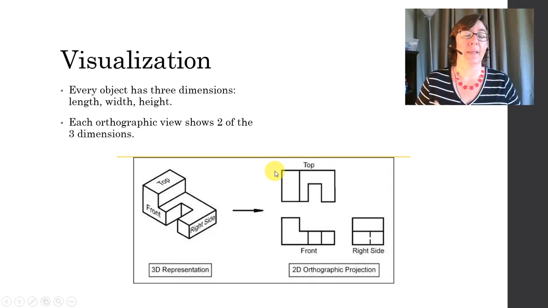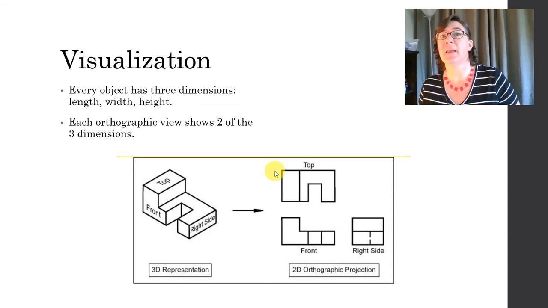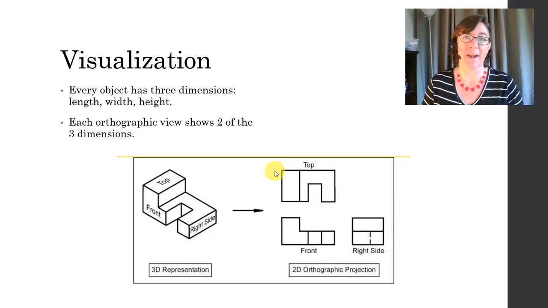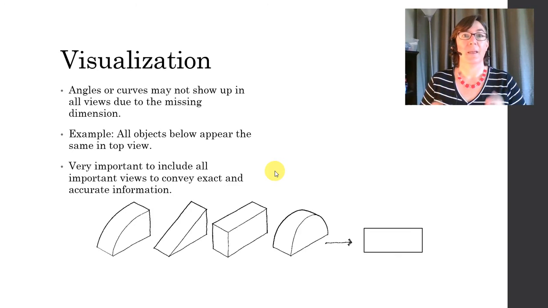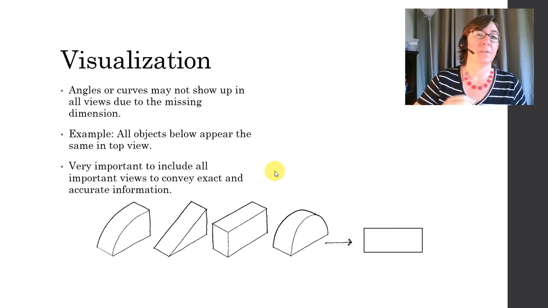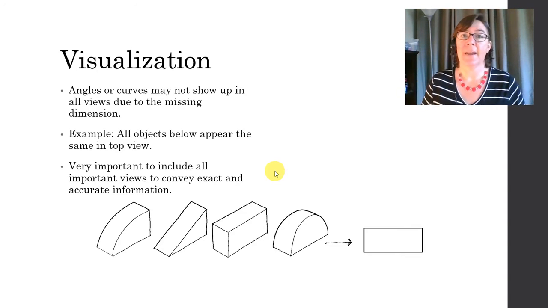All right, so any two-dimensional drawing is showing 2 of the 3 total dimensions for that object. Now, knowing that in any two-dimensional view, there's a missing dimension, a dimension that is not being shown, there's a variety of things that could be happening in that dimension.